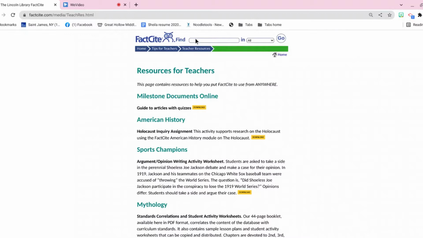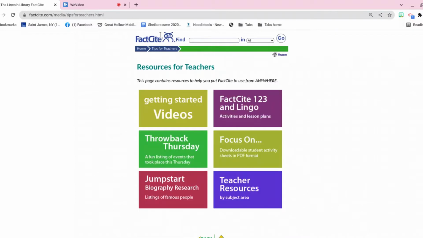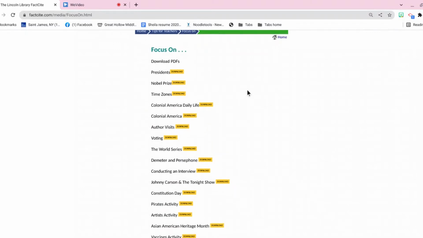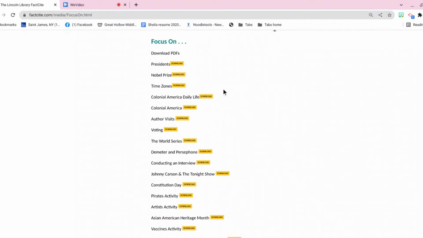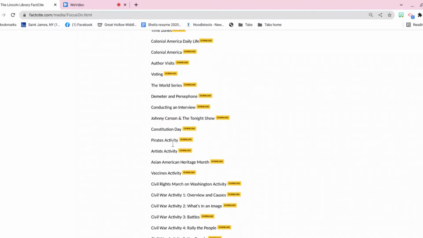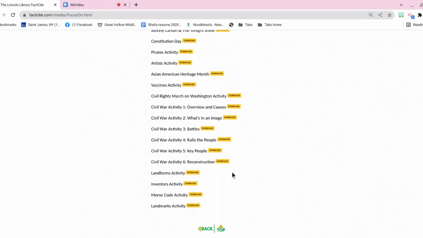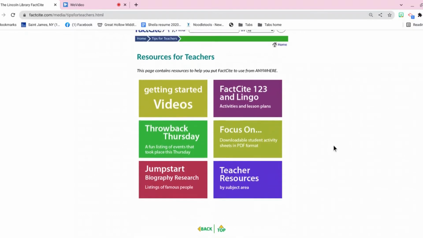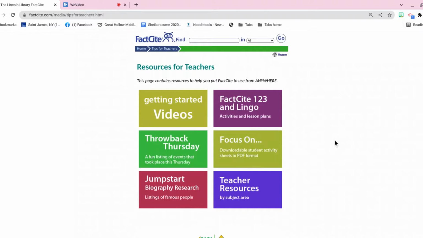And looking back at Tips for Teachers again, you can also take a look at the Focus On section. And this is, again, downloadable documents with materials. For example, if you were studying colonial life, there would be activities there, voting, artists, all sorts of things. So this is something I really want to recommend users to take the time to peruse a little bit. FactCite 123 and FactCite Lingo have their own section for activities and lesson plans for some of our younger students. This is really a section you don't want to miss, and there are additional resources that FactCite provides for you.